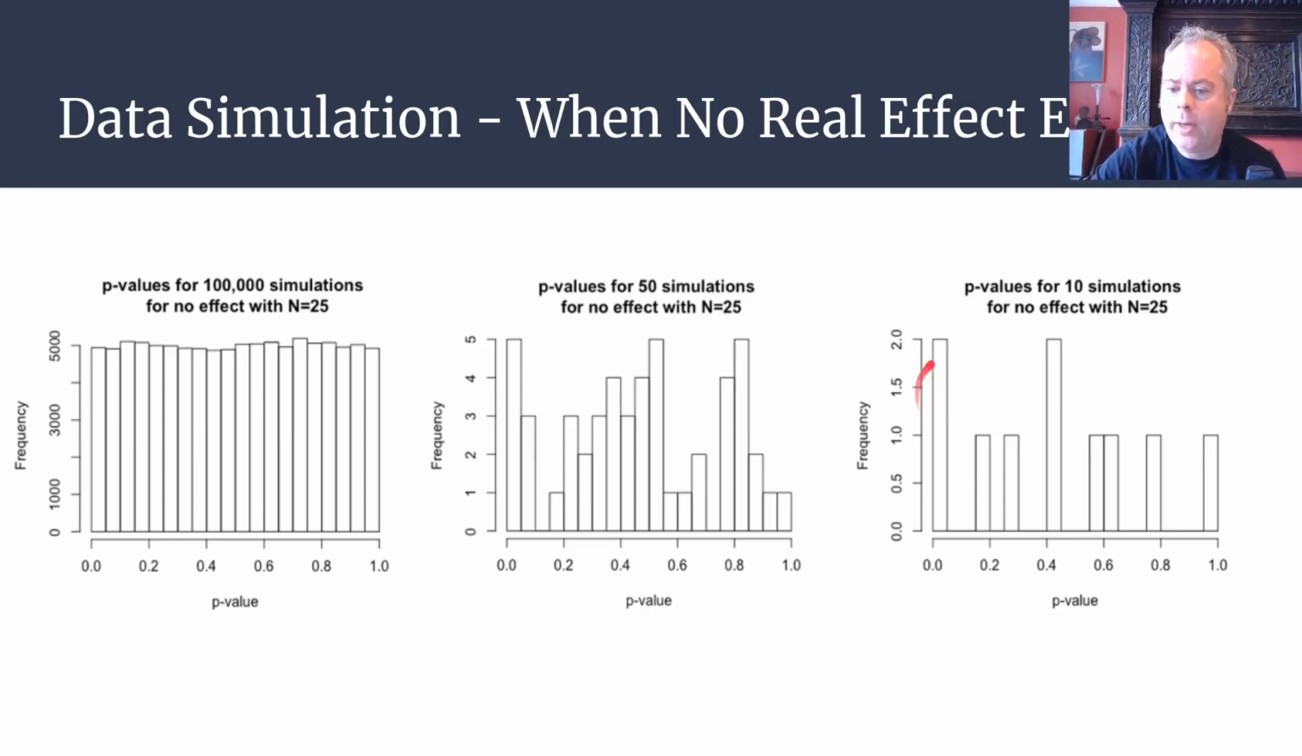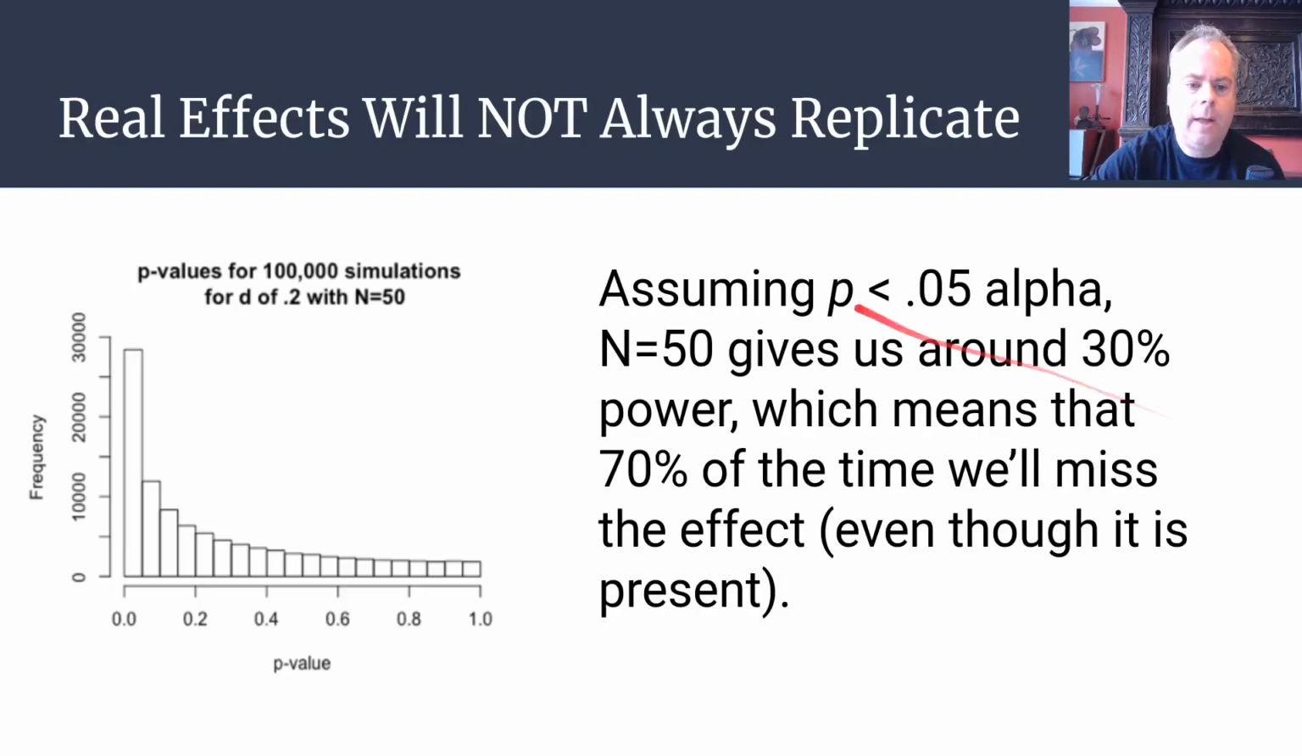So it's really important that you actually try to replicate your own results. Because if you ran the experiment once and you found a significant result, and ran it again and found a non-significant result, you might start to question whether or not that first experiment was reporting a real effect. It's also worth remembering that real effects will actually not always replicate.